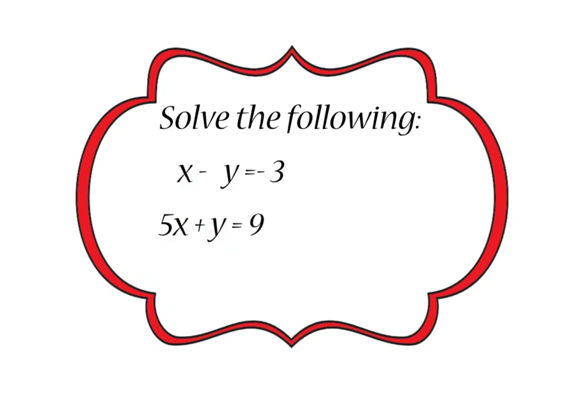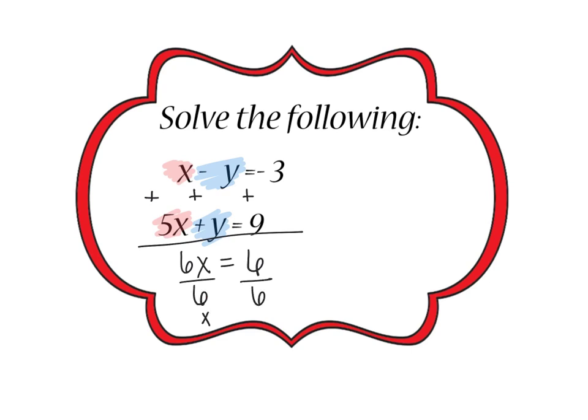On this problem, if I look, I have a 1x and a 5x, so those are not going to cancel. And then I have a negative 1 and a positive 1y, and so those will cancel if I just add. So I have x plus 5x is 6x. Negative y plus y will cancel. Negative 3 plus 9 is 6. When I divide both sides by 6, I get x is 1.